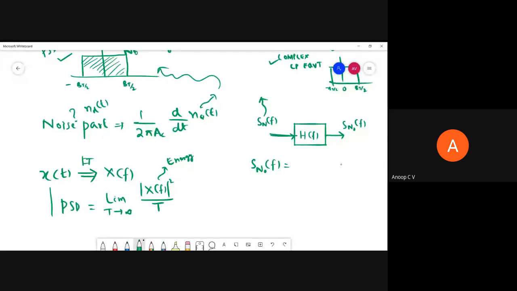If I were giving x of f here, the output would have been x of f into h of f, but it's not x of f. What I'm giving here is limit T tends to infinity of mod of x of f square divided by T. So then the output, as we have discussed already, is mod of h of f square times Sn of f.